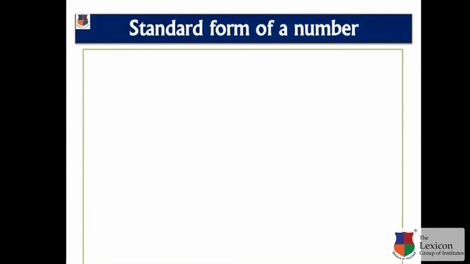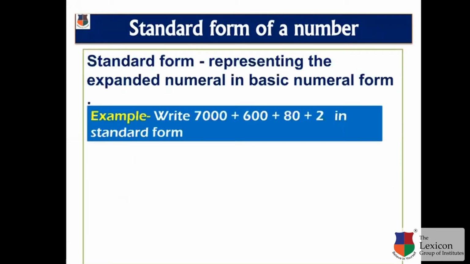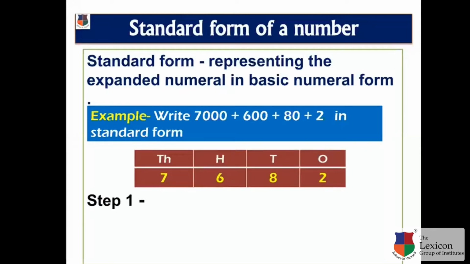Easy? Now, what is the standard form of a number? Representing the expanded numeral in a basic numeral form is called standard form. You know the expanded form, how to write, just now we have studied. Now look at this example. Here I have given you the expanded form. So what numbers have I written? 7,000 plus 600 plus 80 plus 2. Correct? Now, how to write the standard form?